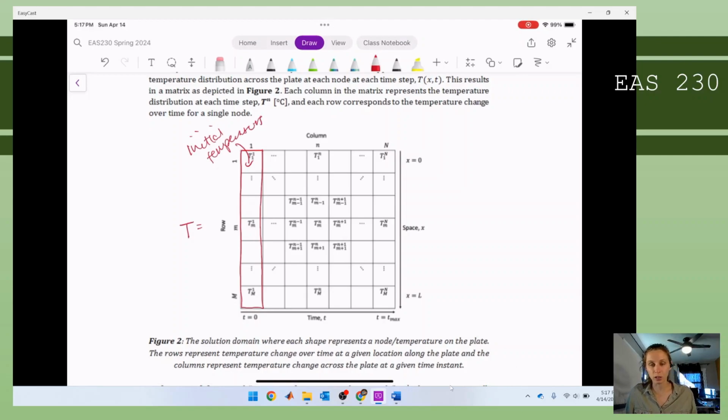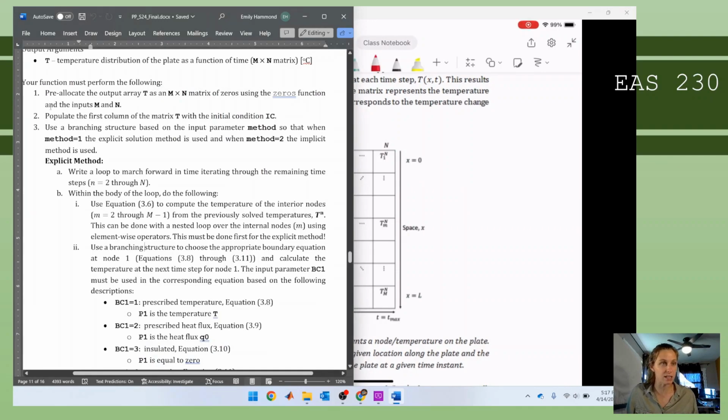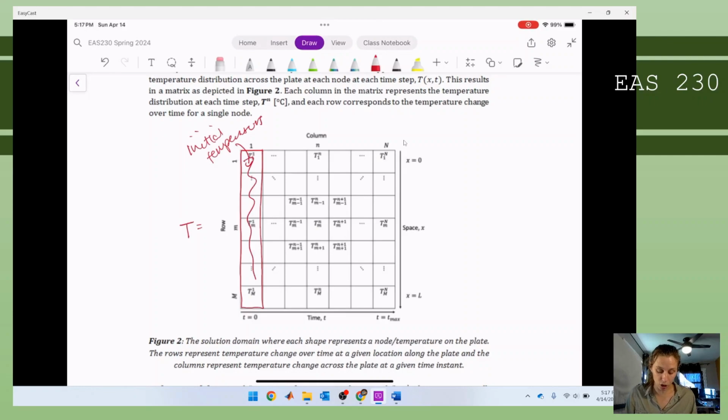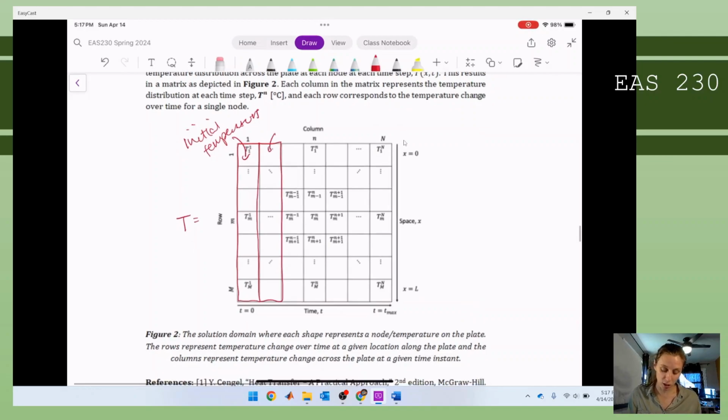If you look at the document, the first thing it says is pre-allocate T to be an n by n of 0, so make it all zeros. Populate the first column in the matrix with the initial condition. That's what this is. This is our initial condition. Then the rest of our temperature solver function is going to be filling in the rest of these columns, where each column is solved for using our equations above. So this is going to be called T2. It's our second set of temperatures.